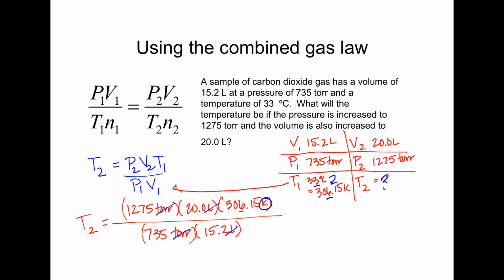On my calculator, I got 698.78 Kelvin. And for sig figs, let's see, this had 4 sig figs, 3, 3, 3, and 3. So I'm going to mark this to 3 sig figs. I'd have to round that up. So this would be 699 Kelvin. All right.